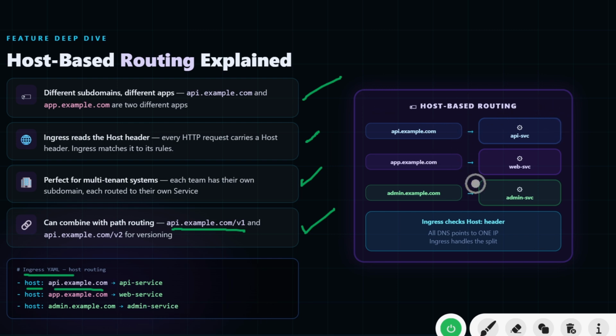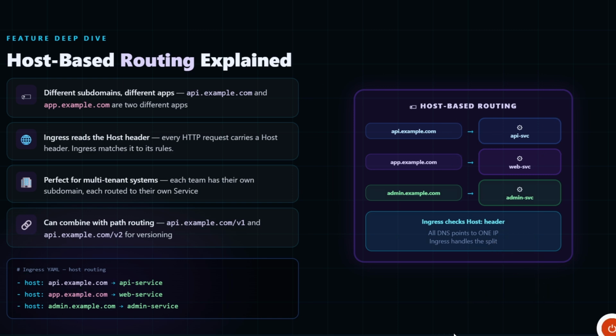Here is a simple diagrammatic representation of host-based routing. This is the request and it goes to the API service. If it is app.example.com, it goes to the web app. Ingress will check the host header also. All DNS points to one IP address, and Ingress is going to handle the split.